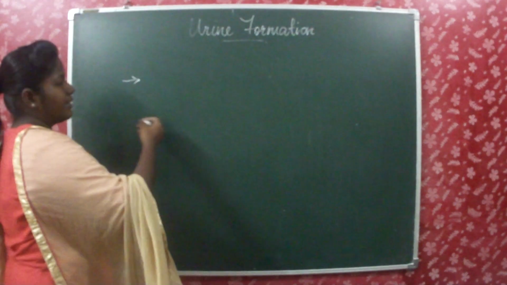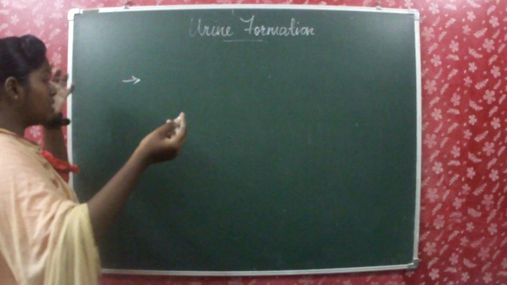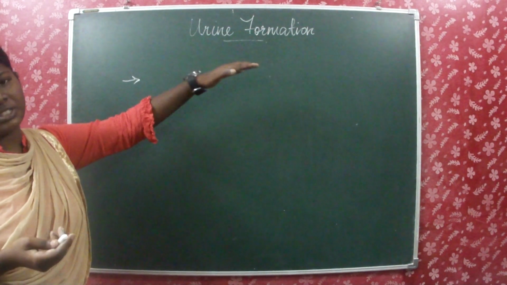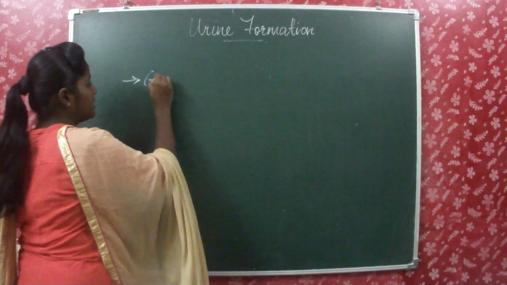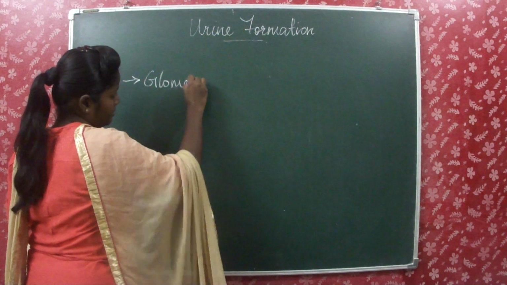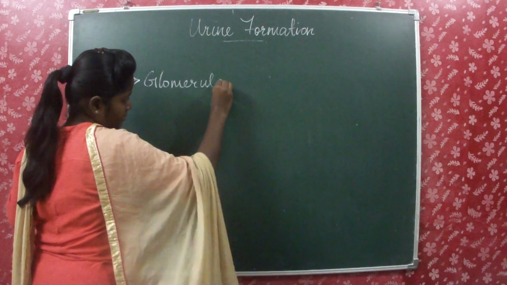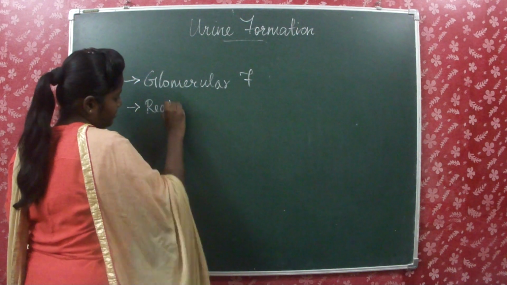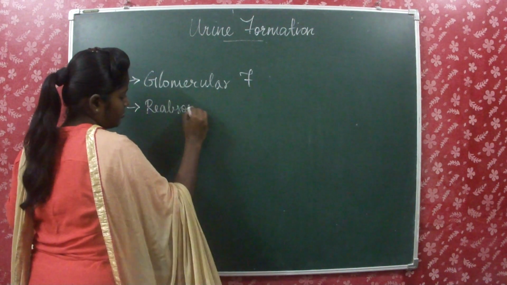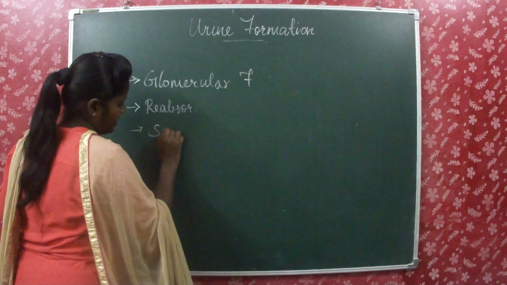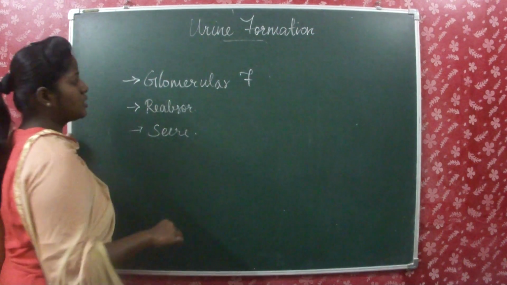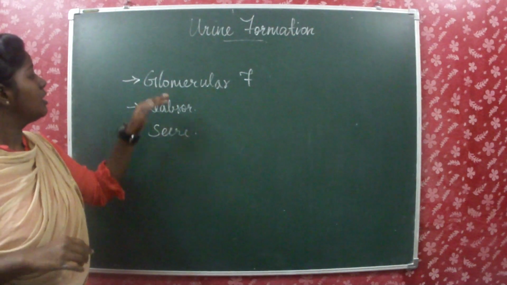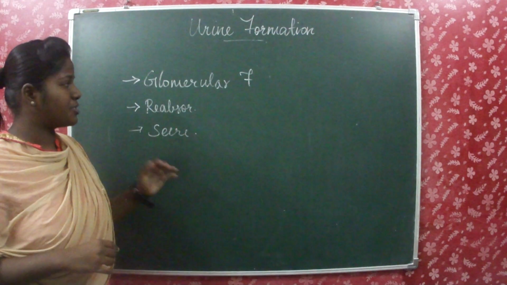So in the nephron there are glomerulus and tubules. The urine formation takes place in this region. The first step is glomerular filtration. There are three processes: glomerular filtration, reabsorption, and secretion. So the three main processes of urine formation in the nephrons are glomerular filtration, reabsorption, and secretion.